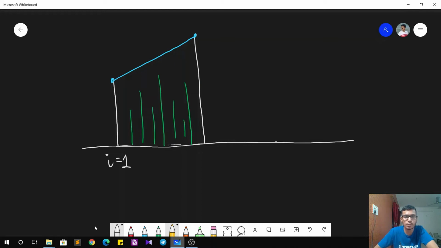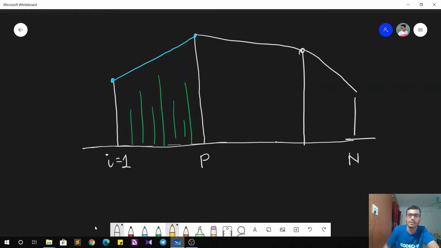If I take I equal to 1, now I find the next segment, the maximum segment towards the right which is visible from I. Let's say that is some segment P over here. Then I continue the process from P. I then find the farthest segment that is visible from P. Let's say it comes somewhere over here, and then finally I reach my end, that is, let's say N, and N is the farthest segment visible from this segment, let's say Q.